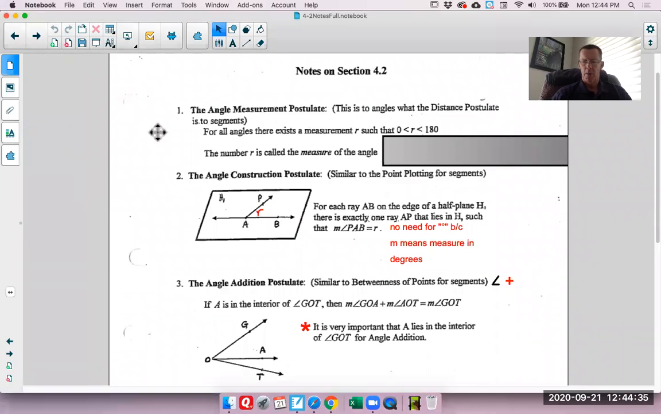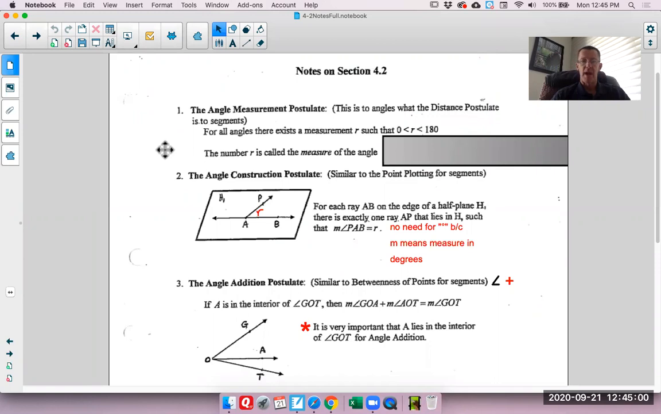Angle measurement postulate's the first thing up, leading off for the Dodgers, the bottom of the first. This is to angles what the distance postulate is to segments. Remember, the distance postulate said that a segment has one distance, basically, right? And same thing for angles.